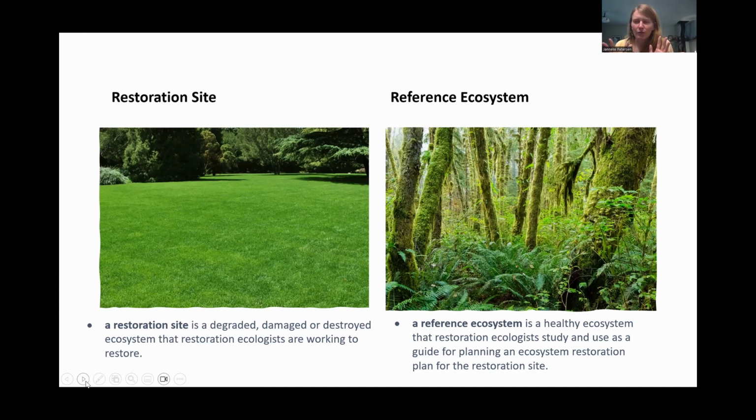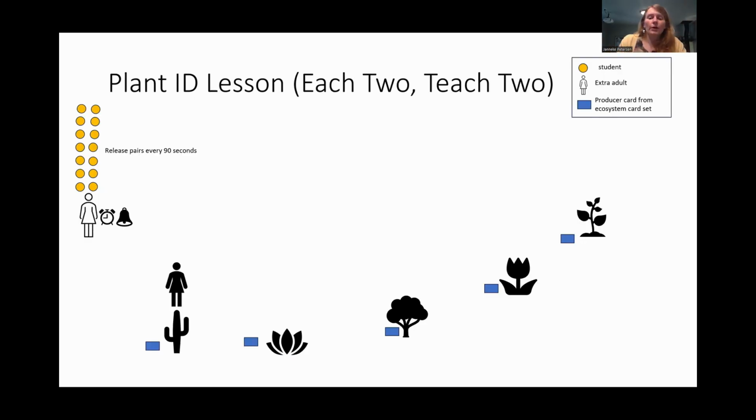It doesn't have to be a perfect reference ecosystem, as long as there are at least 6 native plants. Maybe you get away with 4 or 5, and it will still work. Lesson 3 and lesson 4 take place in the reference ecosystem. So again, each two teach two takes place in your reference ecosystem.